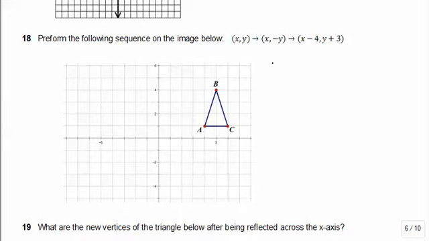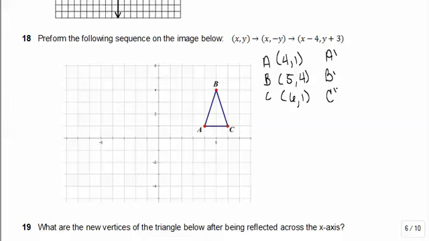Okay, in order to do sequences, you have to list the original points. So A is at 2, 3, 4, 1. B is at 5, 4. And C is at 6, 1. So now my X's will stay the same, but my Y's will turn negative. So this will stay 4, this will stay 5, this will stay 6, but I'm going to change the sign of all of my Y's. So negative 1, negative 4, negative 1. And then I have to plot those. 2, 3, 4, negative 1. A prime.